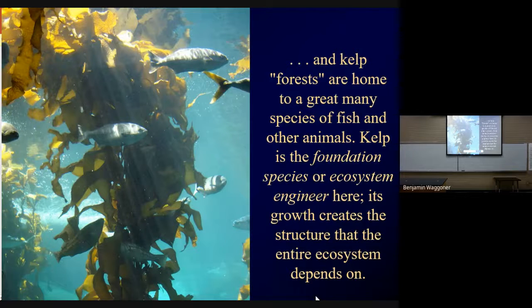Sea urchins graze on kelp. Kelp is the foundation species here because kelps can reach 100 feet long because they've got gas bladders on their blades, on those leaf-like growths. In the ocean, they can stand straight up and create a forest under the surface of the ocean. And there's a great many species of fish and other critters that like living in and around kelp forests.